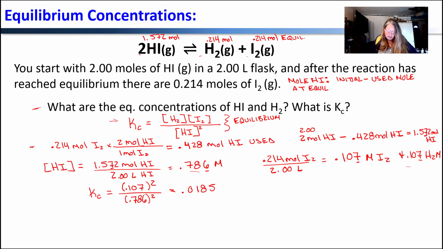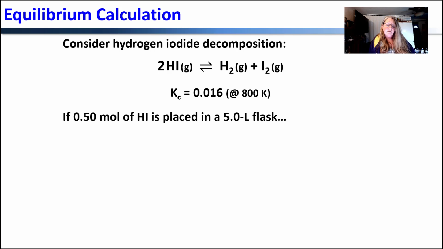There, have we answered everything? Let's see, I have this. I have all of my concentrations, and we're done. Now, there's a different way that we can look at doing this, and that is to look at using this thing we call a RICE table.